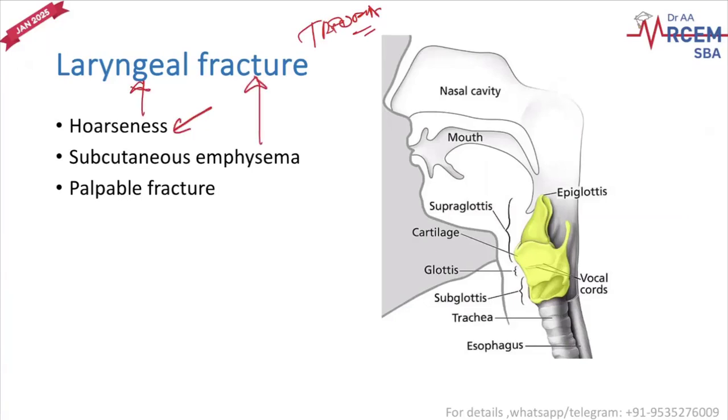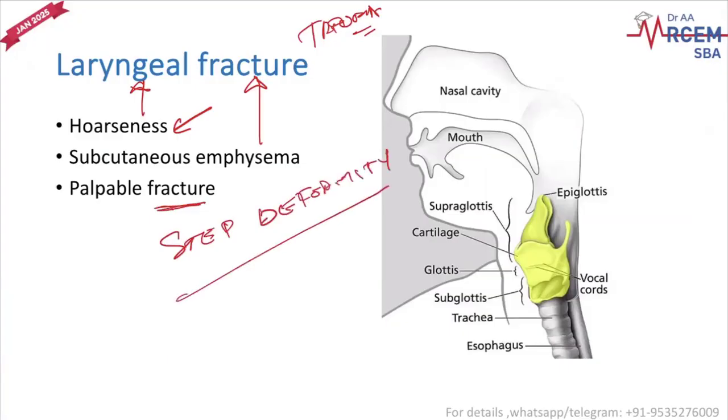Has subcutaneous emphysema in the neck. When you palpate, there is crepitus that you can feel on the neck. You need to think of a laryngeal fracture. If there is a palpable fracture, what do I mean by palpable fracture? Step deformity is present. If step deformity is present on palpation, you need to suspect a laryngeal fracture.